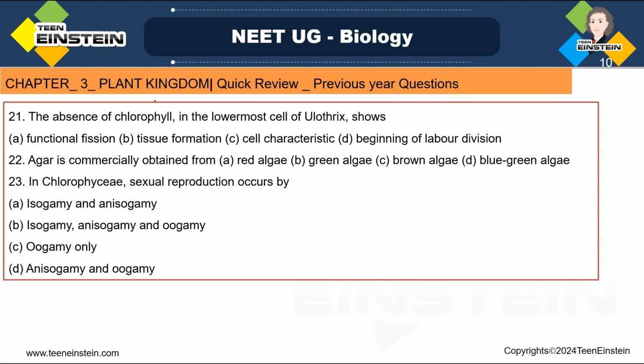Then question number 21. The absence of chlorophyll in the lowermost cell of Eulothrix shows: option A, functional fission; option B, tissue formation; option C, cell characteristic; option D, beginning of labor division. Here, the lowermost cell in Eulothrix functions as the holdfast. I have shown the figure of Eulothrix. So the lowermost cell of Eulothrix functions as what? Holdfast.